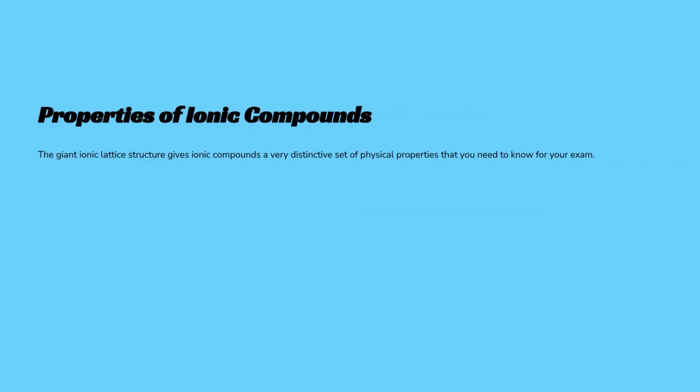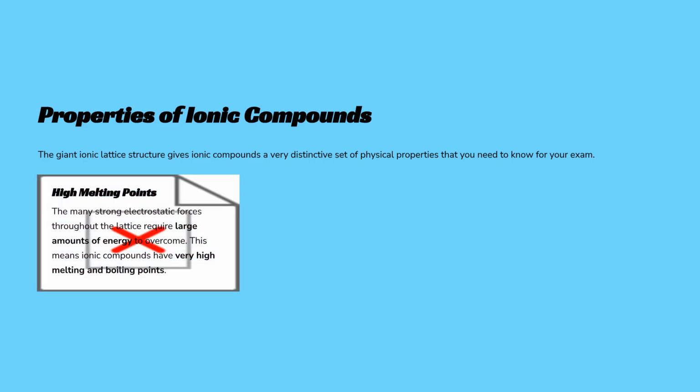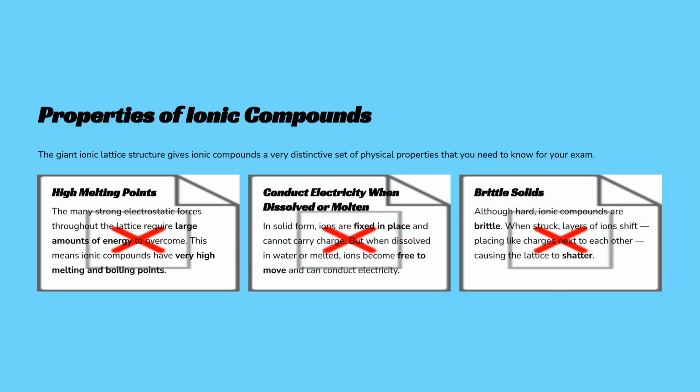The giant ionic lattice gives ionic compounds distinctive properties. The strong electrostatic forces result in very high melting and boiling points. While solids, they don't conduct electricity, but ions become free to move when dissolved or molten, allowing electrical conductivity. Despite being hard, they are brittle and shatter when struck.